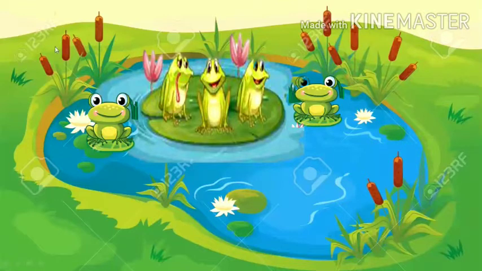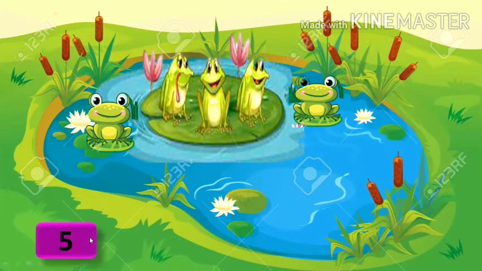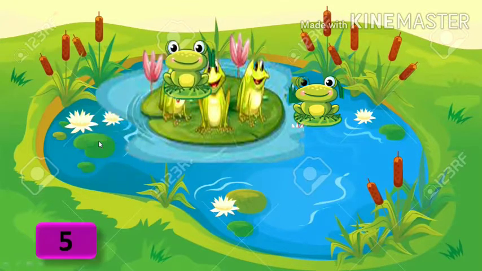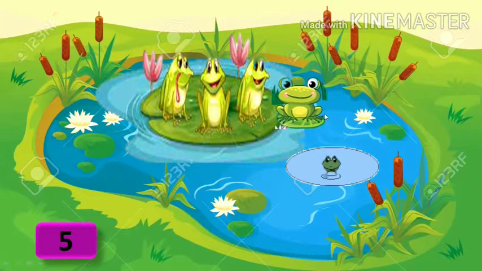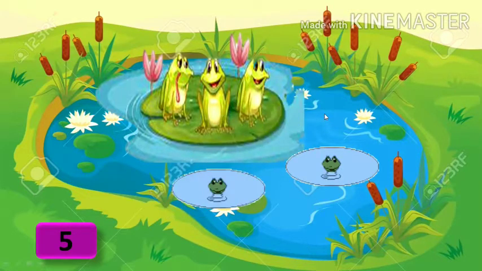Here, how many frogs you can see? 1, 2, 3, 4, 5. Here we have 5 frogs. One frog jumped into the water. By seeing that, his friend, another frog, also jumped into the water. Now, how many frogs left over here?